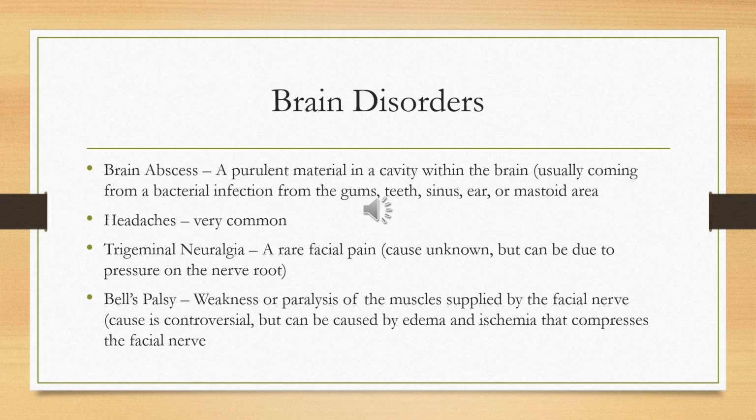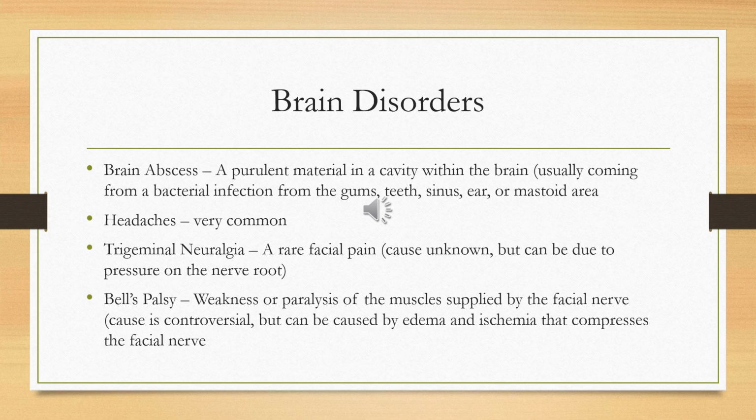These are just some other brain disorders that your book discusses. Brain abscess, which is basically just a purulent or pus-like material in a cavity within the brain. Headaches, trigeminal neuralgia. Trigeminal neuralgia is when the trigeminal nerve is affected, which is cranial nerve 5. So you have a rare nerve pain or facial pain, and the cause of that is not really known. It might be due to some pressure on the nerve itself.